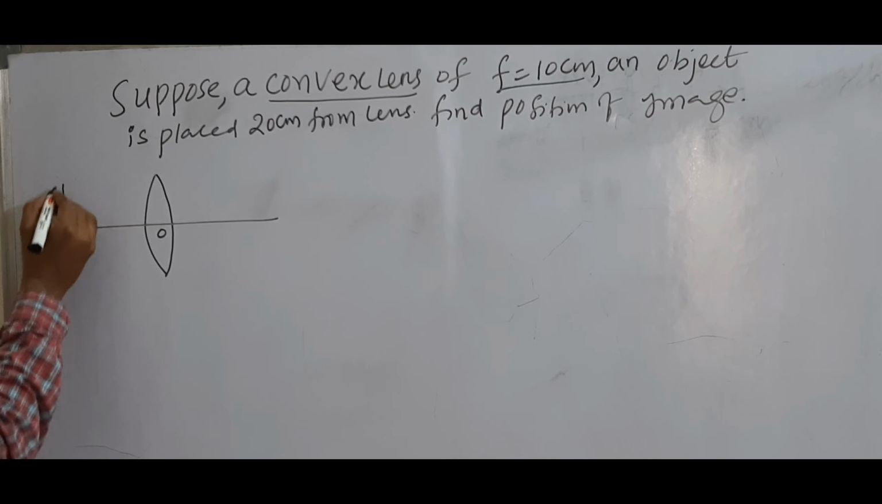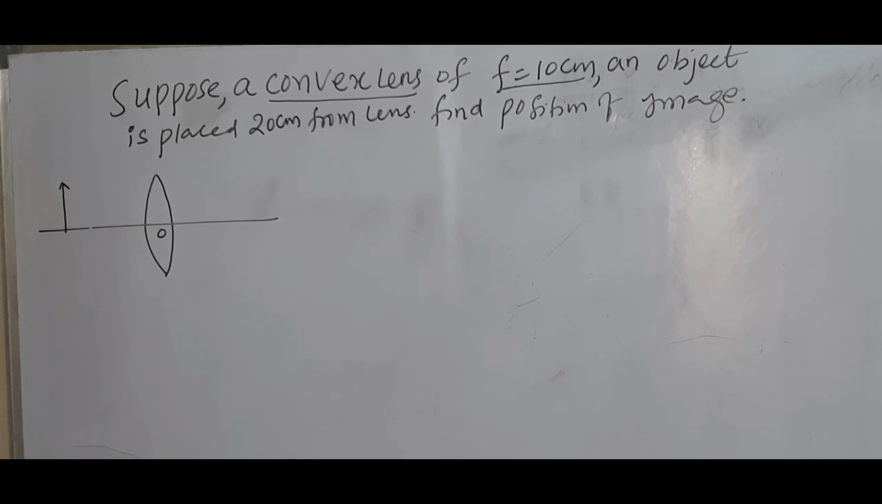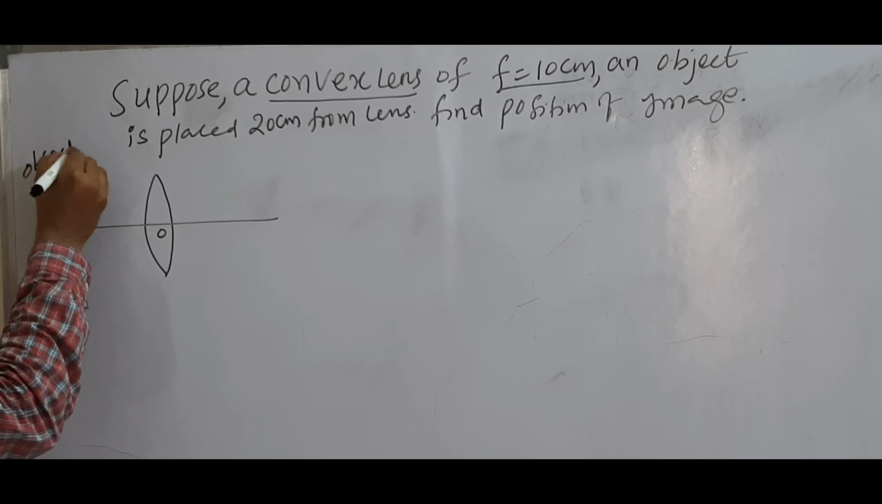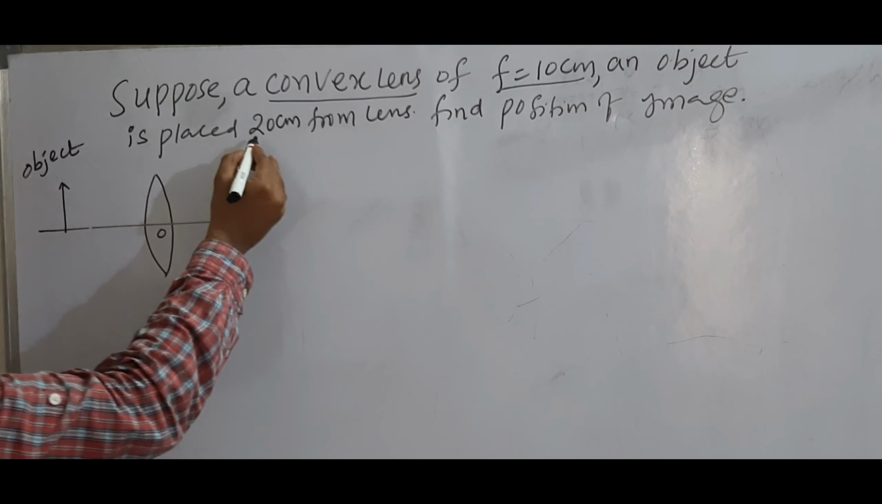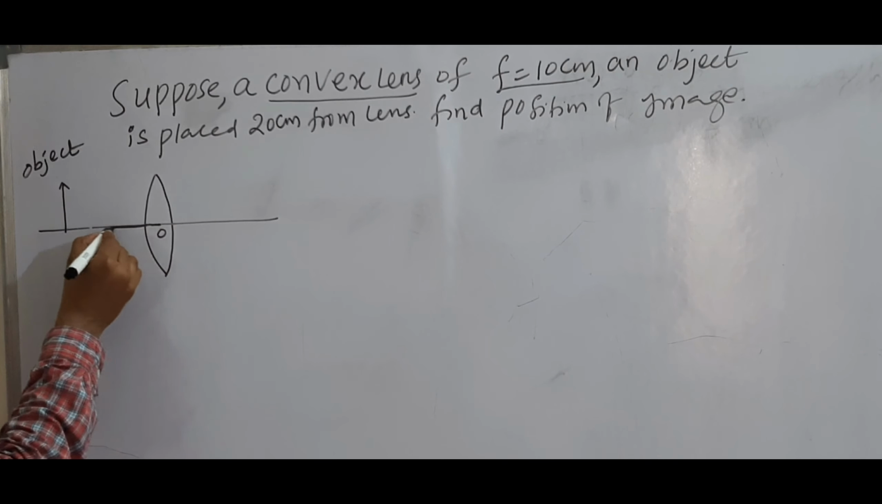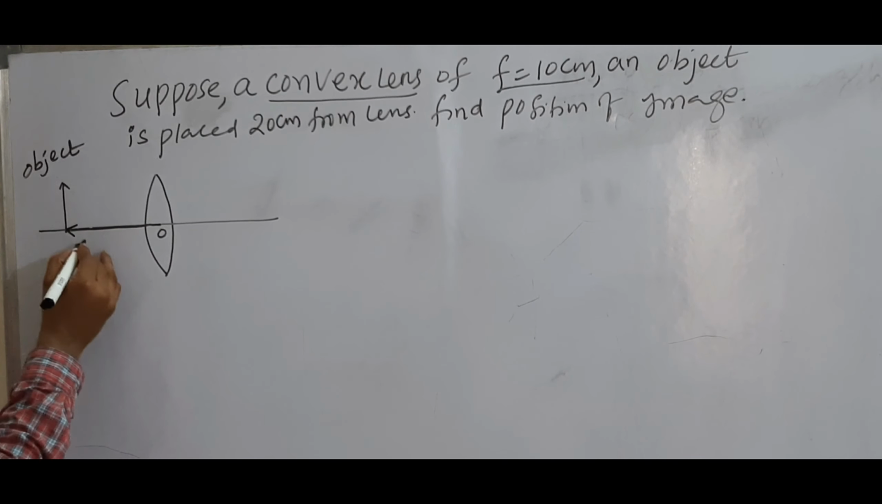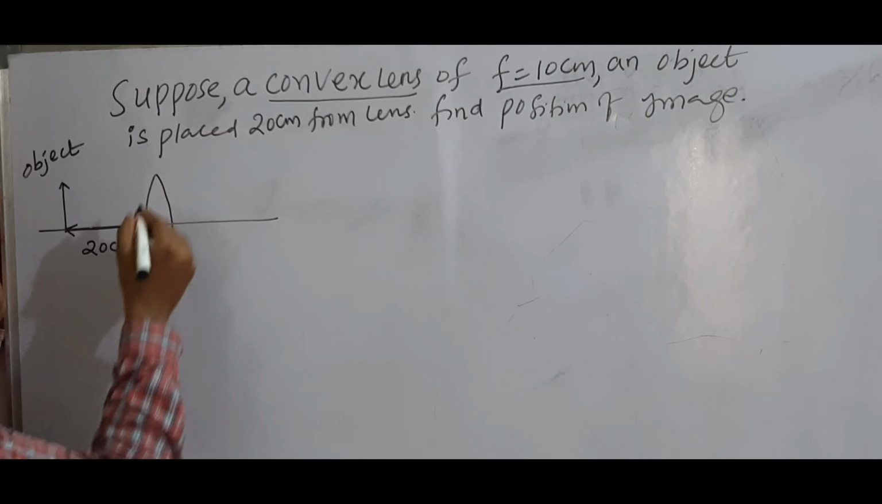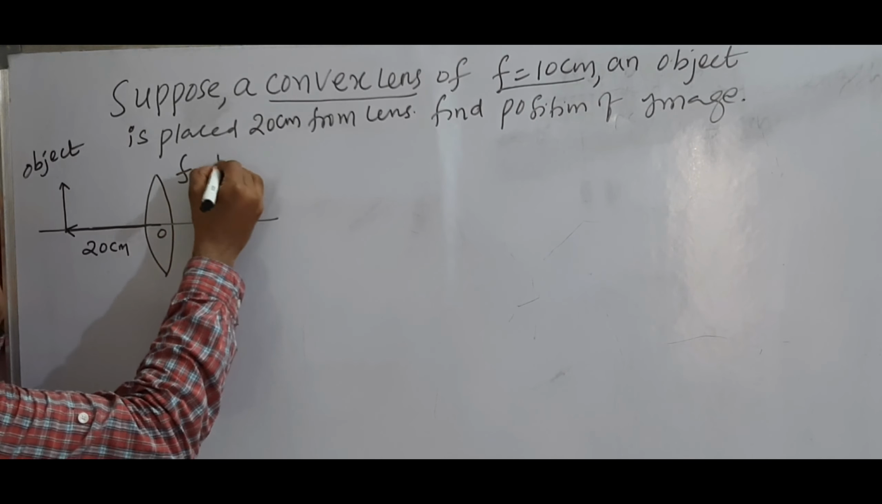An object is placed here. An object is placed at 20 cm. So see here, this is the object. We know very well all distances are made from the optic center. So the object distance is 20 cm from the optic center. Next, the focal length of this lens is 10 cm.